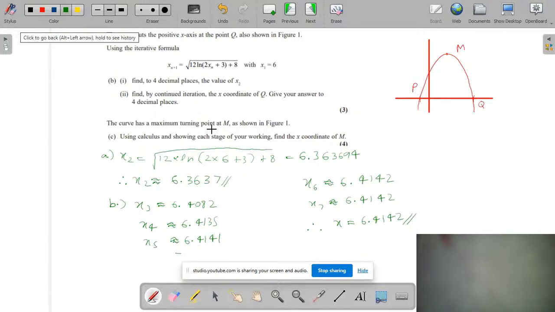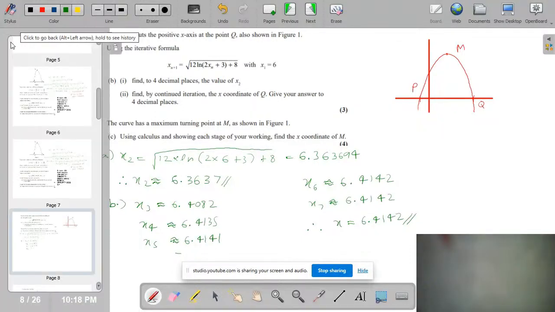The curve has a maximum turning point at M. Using calculus, showing each step, find the x coordinate of M. Again, what differentiation comes into play? So what can we do? We can go to the original equation of the graph, then apply the differentiation.